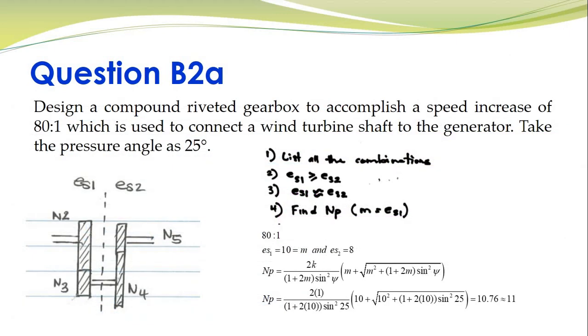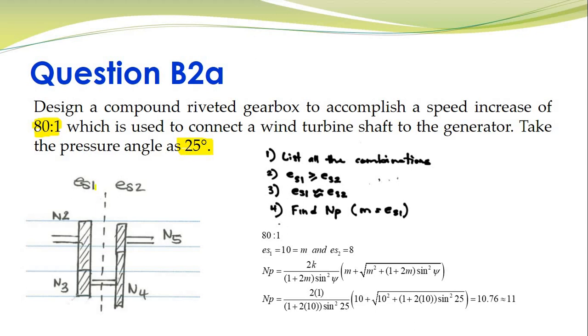Question 2 part A is looking at the design of a compound reverted gear train. So you have to design a compound reverted gear train which gives you a speed increase of 80:1, and the pressure angle is given as 25. Whenever you're given this type of problem, the first thing that you do is look at the speed increase that you are required and also the pressure angle that you're dealing with.